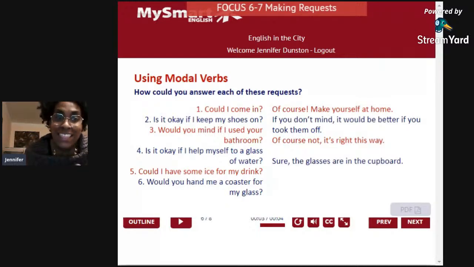Notice that this is like a sequence. This is a conversation we're having. Hi, can I come in? Of course, make yourself at home. Very good. Would you mind if I used your bathroom? Of course not, it's right this way. Is it okay if I get a glass of water? Sure, the glasses are in the cupboard. Could I have some ice for my drink? Yes, of course.